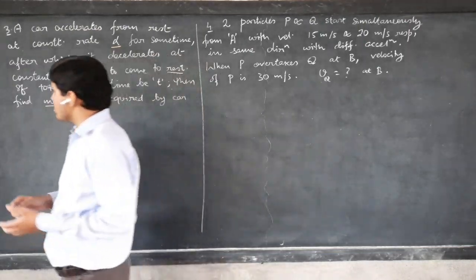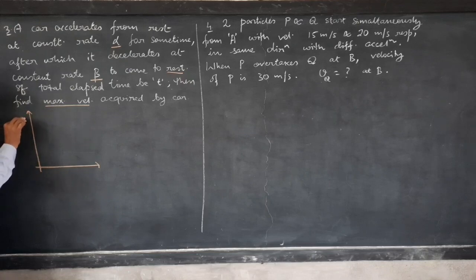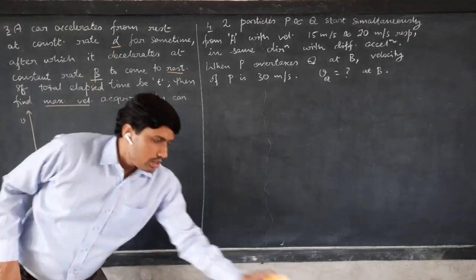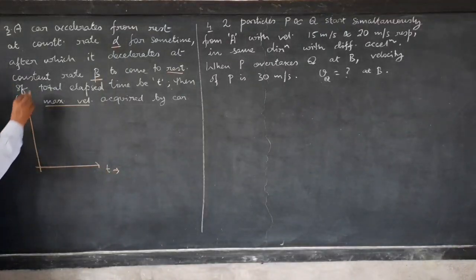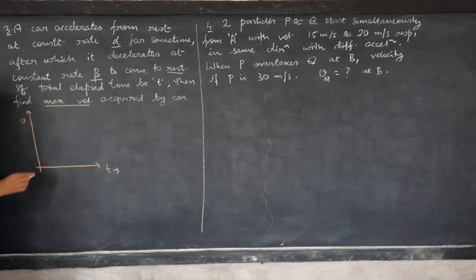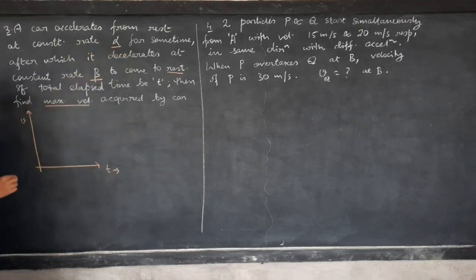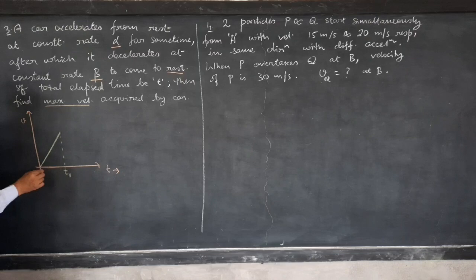To understand this particular situation, we can plot, although it's not necessary to plot, but it is always better, the velocity time graph. On the horizontal axis we take time, the vertical axis is velocity. The car accelerates from rest, so initially the velocity must be 0. At constant acceleration, the Vt graph must be a straight line like so. For some time, let the time be t1. So this interval is t1.